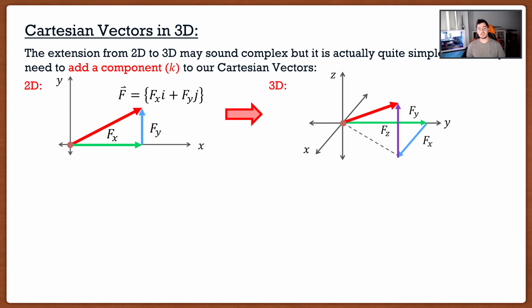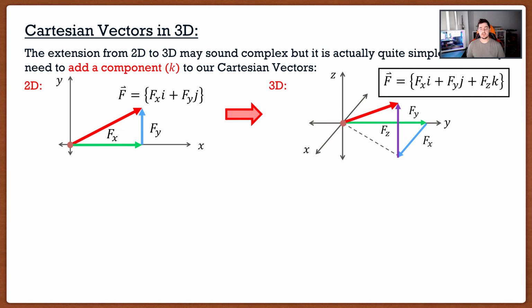And you guys may have guessed, writing this is just as simple. It's going to be the same format as before, but the only difference is at the end we add that third component. So what we would say is we have Fz in the k direction. The k is going to be our third direction, if you will, and Fz is going to be the component of our force in that direction.